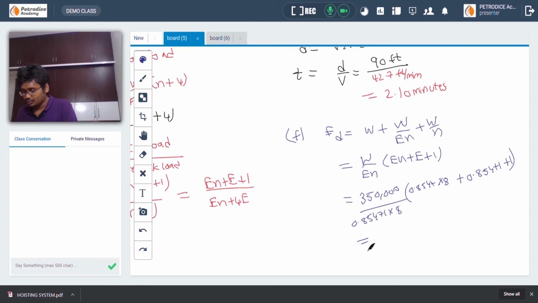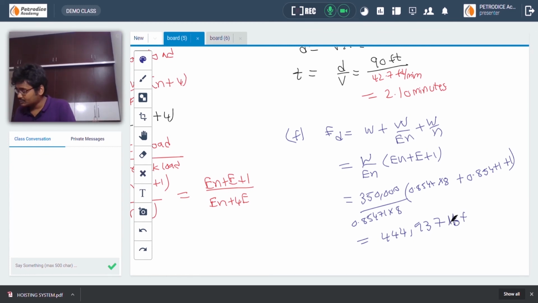0.85471 into 8 plus 0.85471 plus 1, into 350,000 divided by 0.85471 into 8, that is 444,937 lbf is the actual or total derrick load.